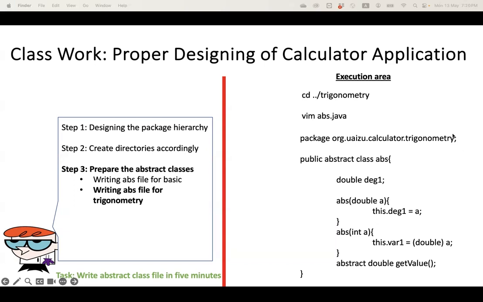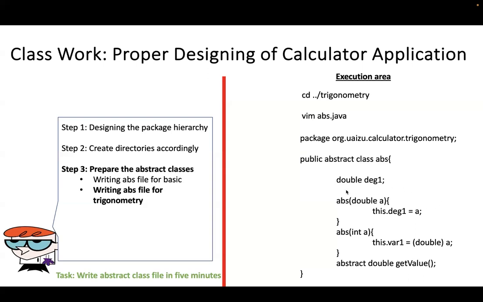In trigonometry, we have only one parameter, that is angle or degree. So I am going to create a public class file, and I have only one parameter, degree, and using the constructor, I am going to assign the value to the degree. Similarly, I have a function getValue, which the user has to write the content of. So this is how we create the package.